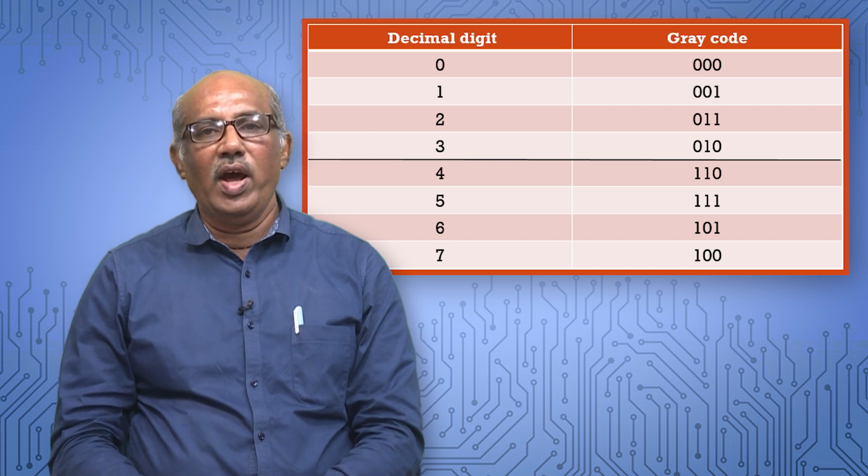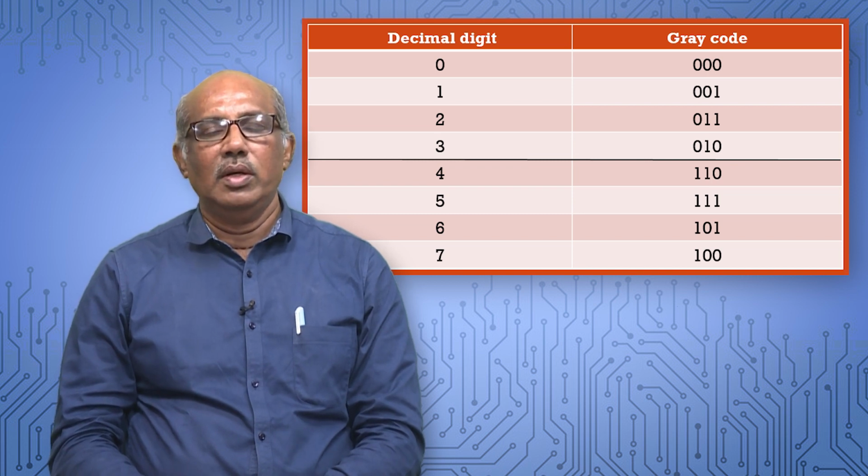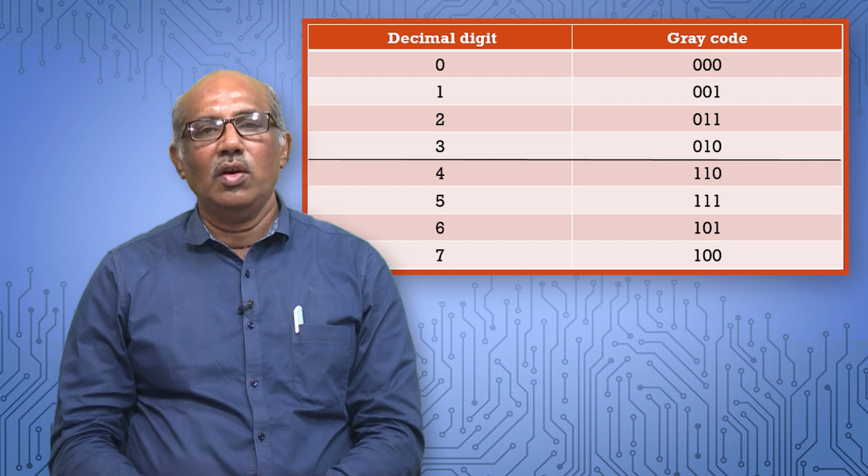Similarly, if we take 5, the two least significant bits, that is 1 1, you can see that it is matching with the decimal number 2, and only the most significant bit of 2, which is 0, is getting complemented in decimal number 5. Similarly, if we take 7, you can see that the two least significant bits, that is 0 0, are just reflective of the decimal digit 0, and the most significant bit, which is 0, is getting complemented in the decimal number 7.